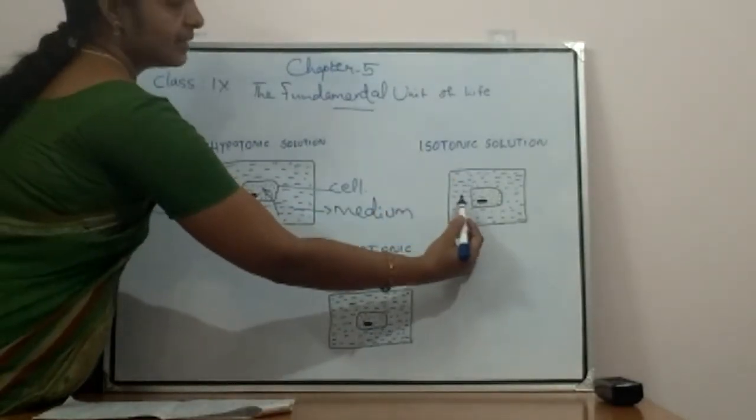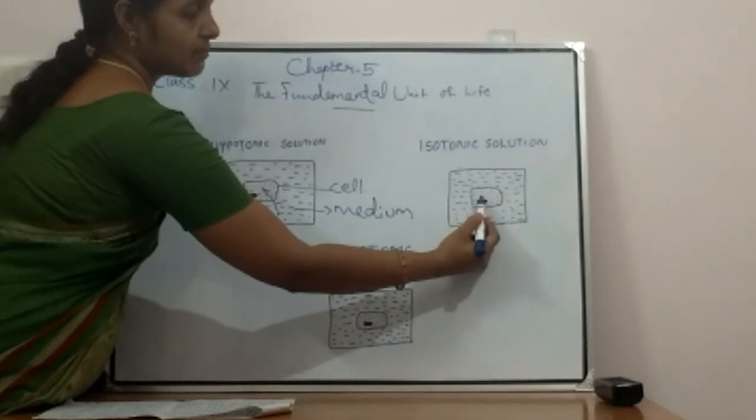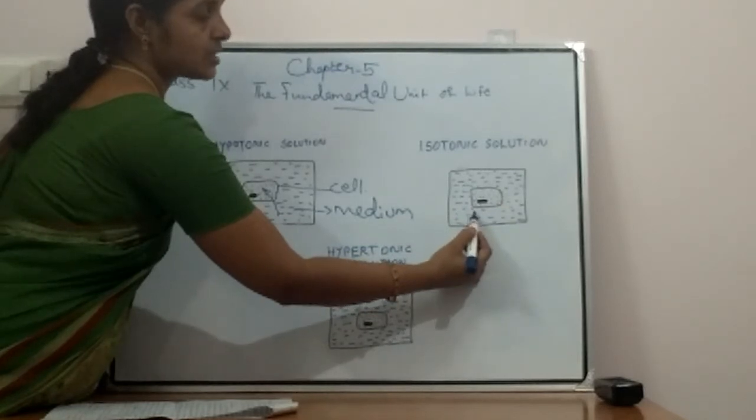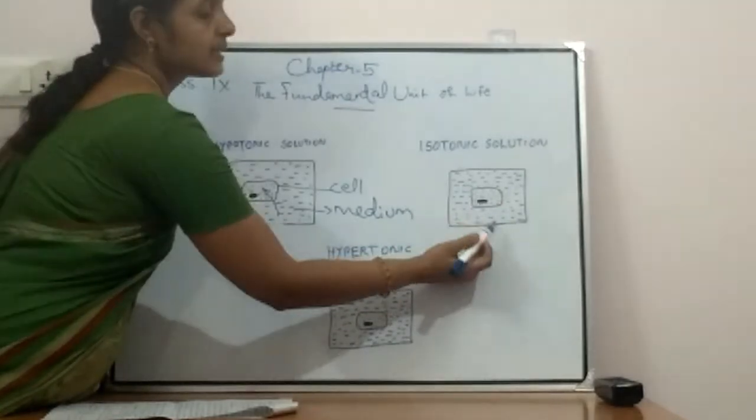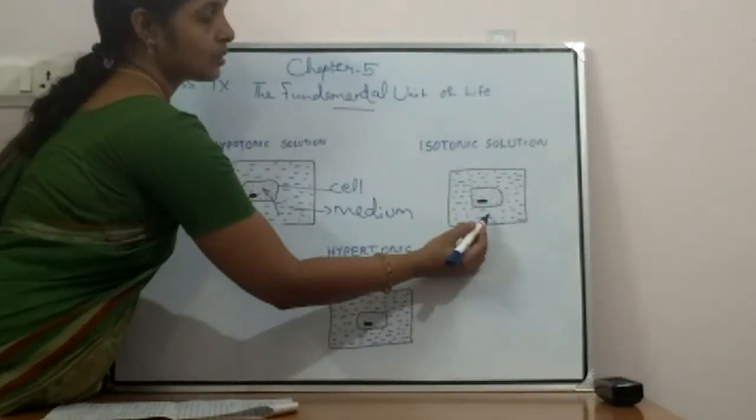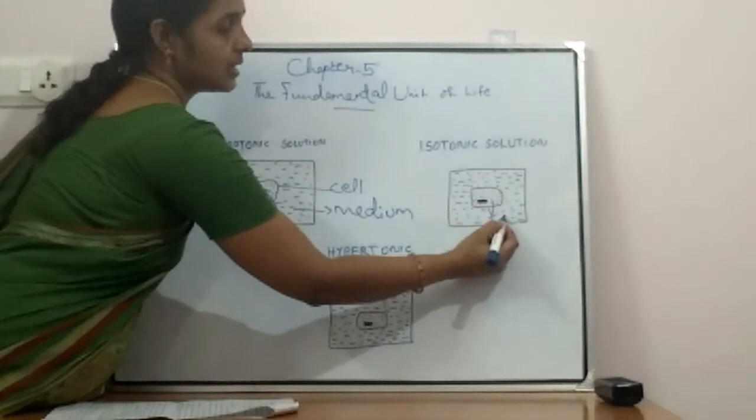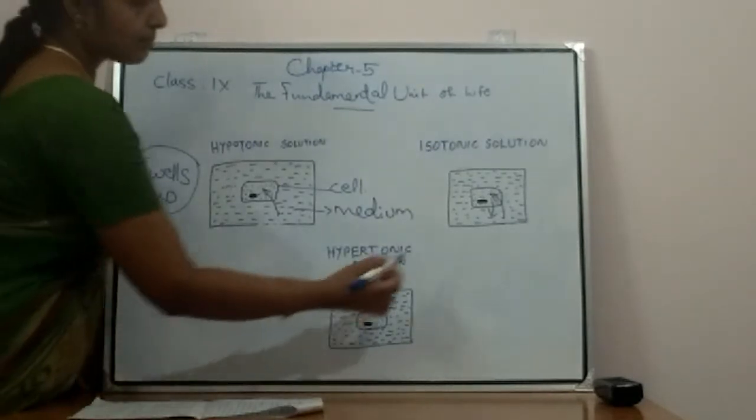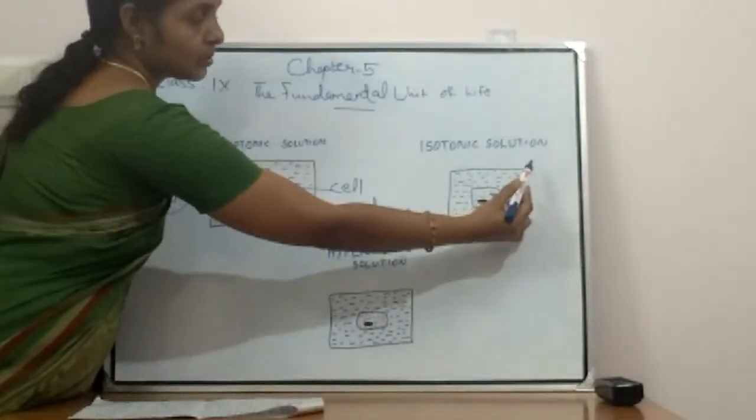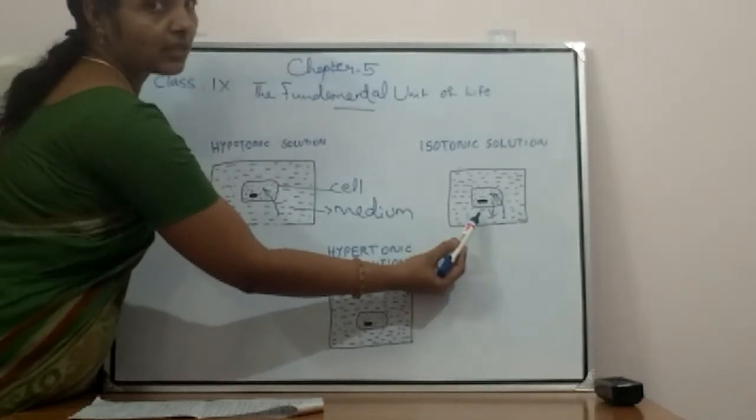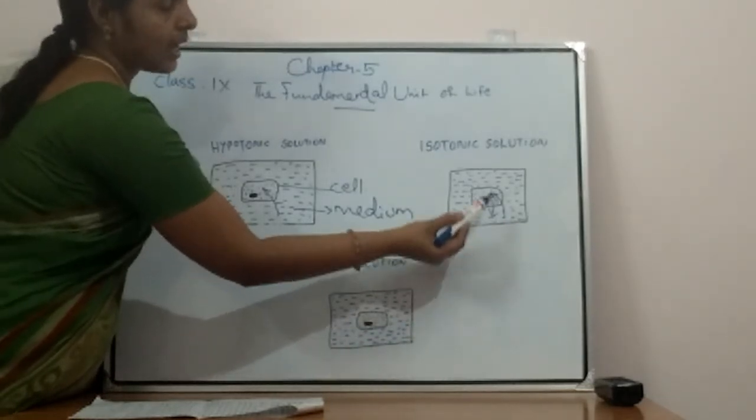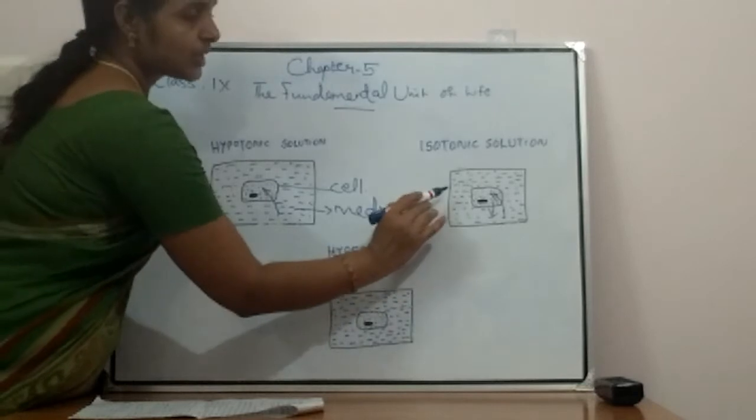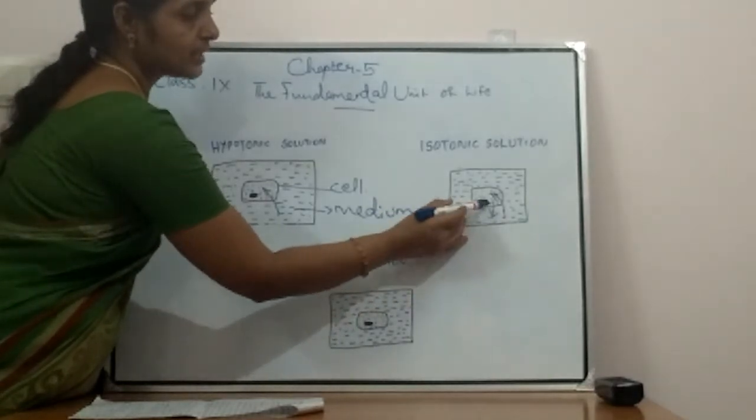If the medium surrounding the cell has exactly the same concentration of water molecules as that of the cell, then there is no net movement of water molecules outside the cell and also inside the cell, across the cell membrane. Such a solution is called isotonic solution. That is, the concentration of water molecules outside the cell and also inside the cell is the same. So there is no movement of water molecules both in and out.